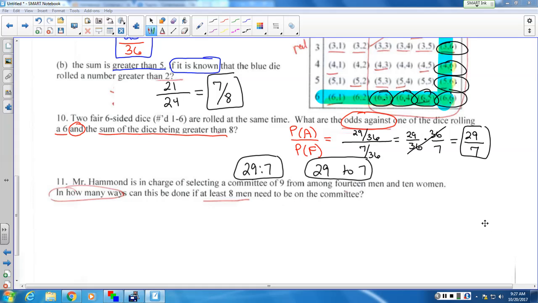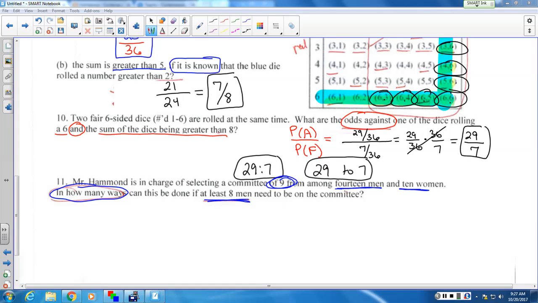Number 11, it says, Mr. Hammond is in charge of selecting a committee of 9 from among 14 men and 10 women. In how many ways? So this is not asking for a probability. I'm not dividing by anything. In how many ways can this be done? Okay, so in how many ways, not looking for a probability, can this be done?